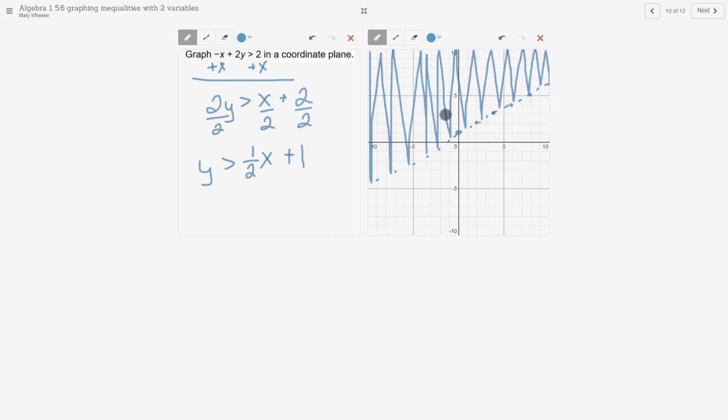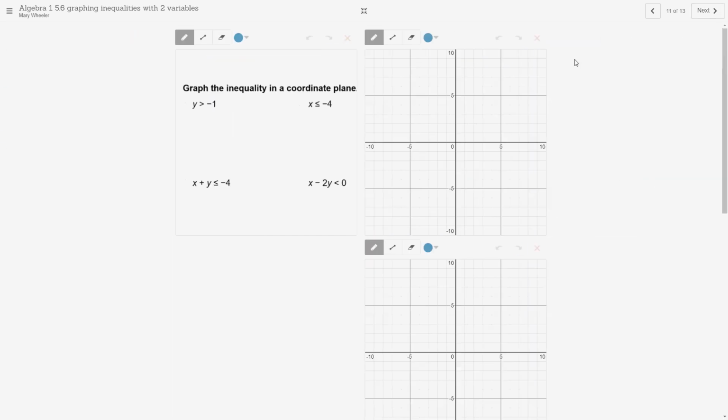If you want to, you can go to desmos.com, open up a separate tab, and go to the graphing calculator and type that equation in exactly as it looks, and it'll graph it for you. So I'm going to do a couple of these. On the first one, y is greater than negative 1. That would be a horizontal line that's dotted. And I would shade above.